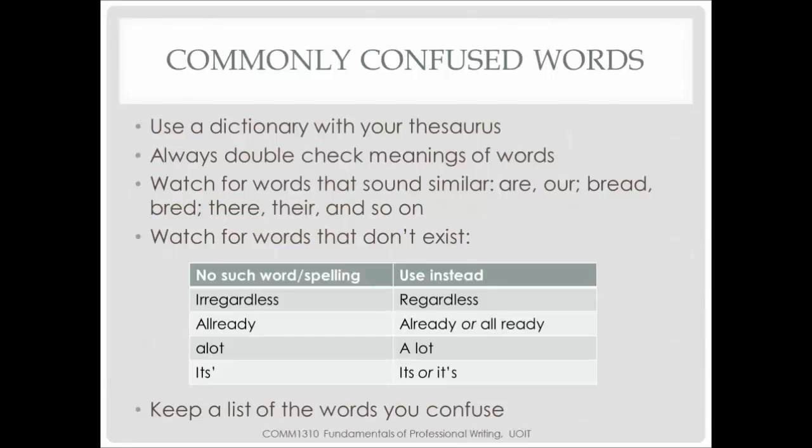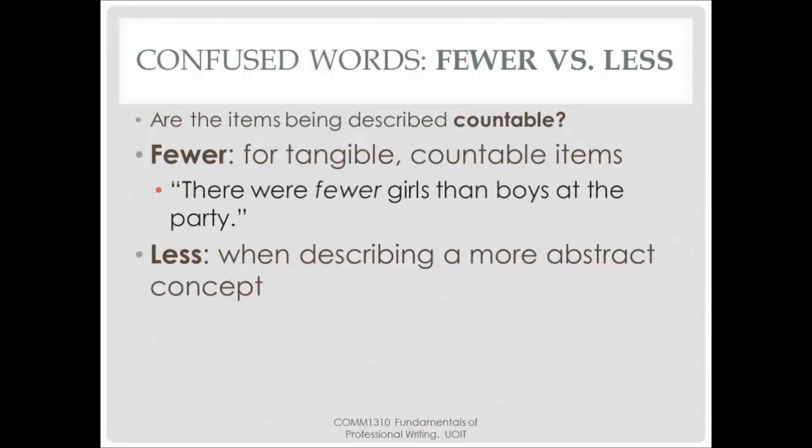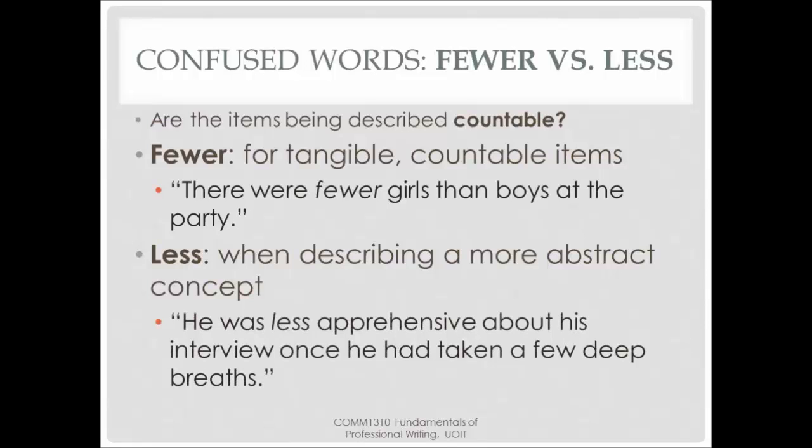Now, if you find you have trouble with words and often misuse them, try keeping a list of the words that you confuse regularly. Let's look at a few more examples. People often use the words fewer and less incorrectly. One way to decide which of these words is appropriate is to figure out whether or not the items being described are countable. With tangible, countable items, the word fewer should be used, as in there were fewer girls than boys at the party. When describing a more abstract concept, use less. For example, he was less apprehensive about his interview once he had taken a few deep breaths.